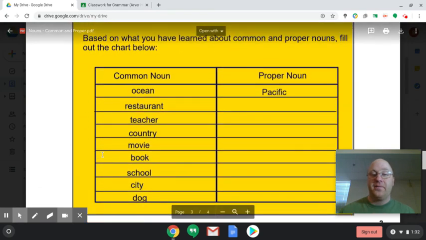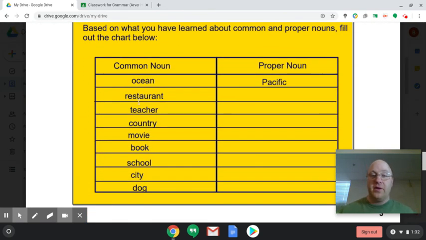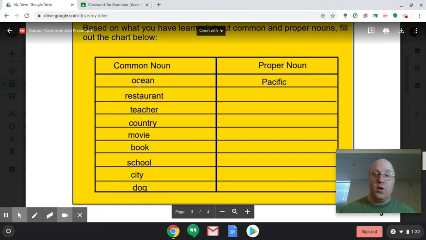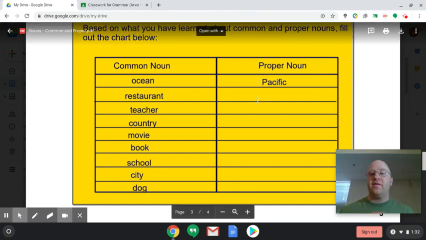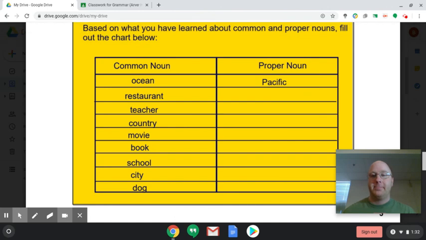So now we have this chart here. So you see one was done for us. Ocean, that's a common noun. Proper noun, so a specific ocean would be the Pacific Ocean. Restaurant. Think of a proper noun that we could fill in for restaurant. You could have said anything like Subway, McDonald's, any name of a restaurant.